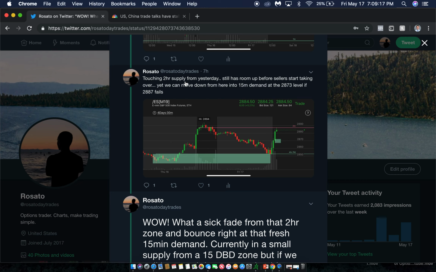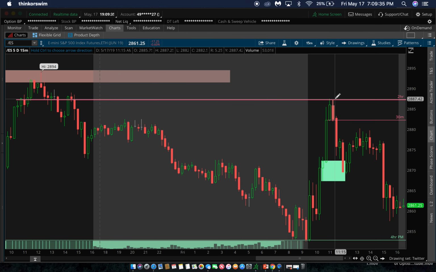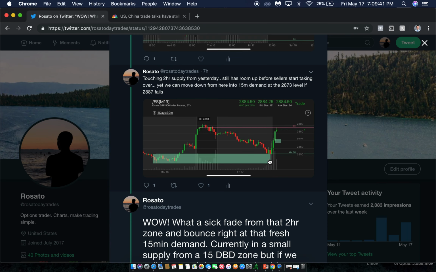So touching the 2 hour supply from yesterday, it still has room up before sellers start taking over. Yet we can move down from here into a 15-minute demand at the 2873 level if 2887 fails. So I said we can move into the 2873 if 2887 fails. Here's 2887, which failed, and it came down into this 15-minute demand that I put on my Twitter right here.